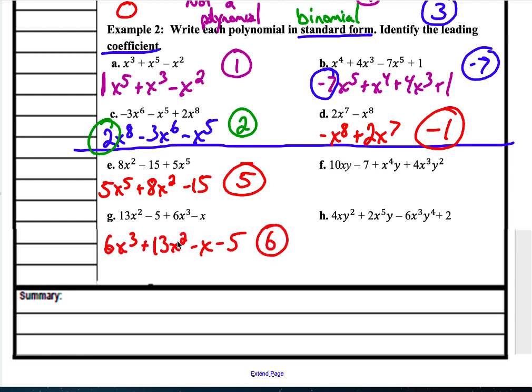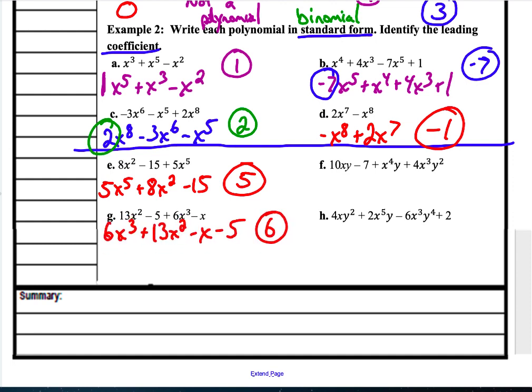Hopefully you're with me so far on those. But now I want you to look at the next one. Remember, as for F, when we put them in order, we want to put them in order by their degree, the sum of the exponents. Well, here I've got a 1 and a 1 gives me a 2. Here I got a 4 and a 1 gives me a 5. And here I've got a 3 and a 2 that gives me a 5.